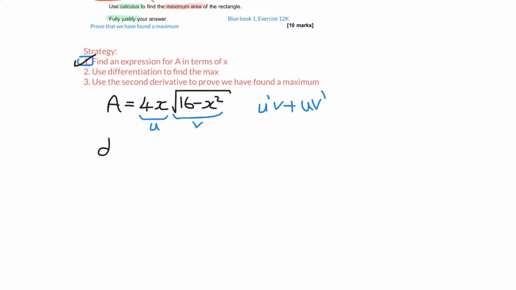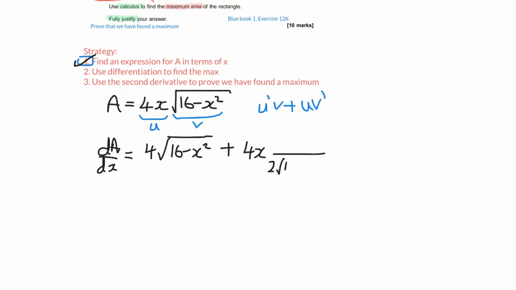dA/dx equals, okay, u dash v. U dash is just 4, and v is not affected, so square root of 16 minus x squared still. Plus u v dash, u doesn't change now, that's 4x. v dash, square root differentiates to 1 over 2 times the square root of 16 minus x squared.